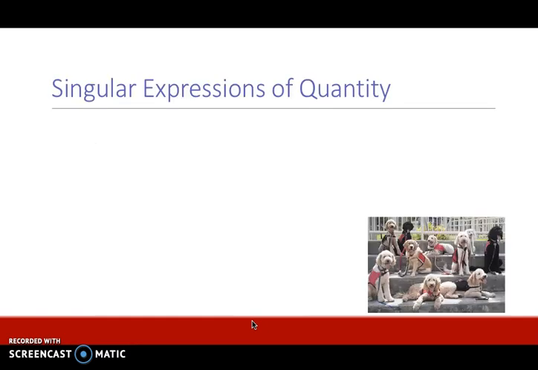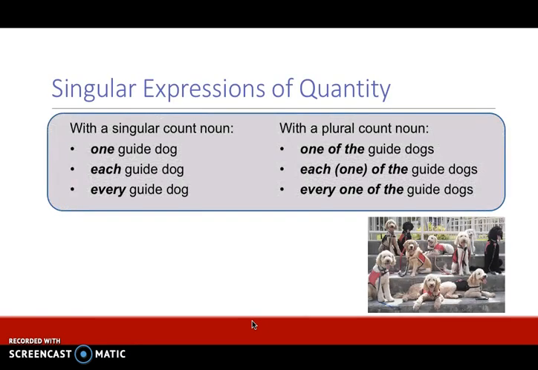Singular expressions of quantity. With a singular count noun, we can use these expressions of quantity, such as one guide dog, each guide dog, and every guide dog. Now, with a plural count noun, we can add of, like this. One of the guide dogs, each one of the guide dogs, or just each of the guide dogs, and every one of the guide dogs.